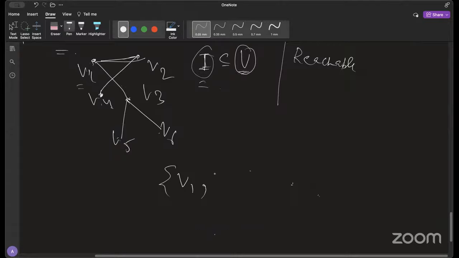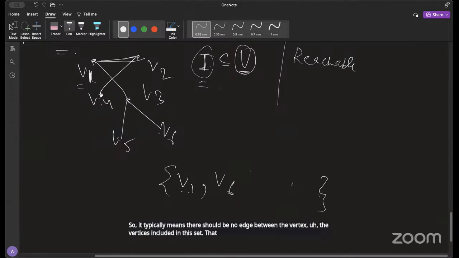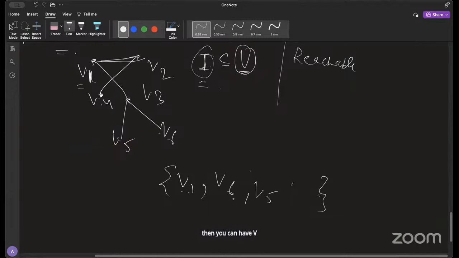V1, then if you're taking V6, you not just have to make sure that it's not connected to V1 directly, also make sure that there's no edge. So it typically means there should be no edge between the vertices included in this set. That means V1 and V6 should not have an edge. Then you can have V5 because V6, V5, and V1, none of these have an edge with each other. Then you can have V4 too. Yeah, V4 does not have an edge. Okay, in this one it works fine.